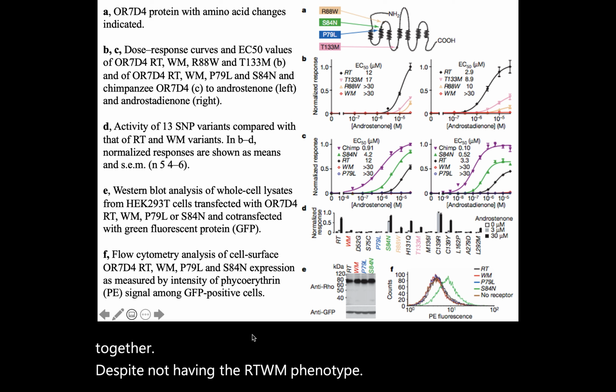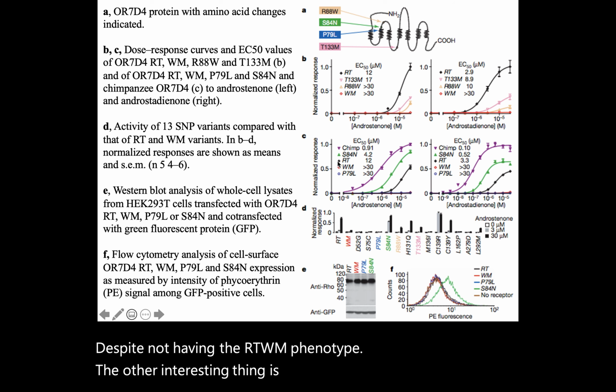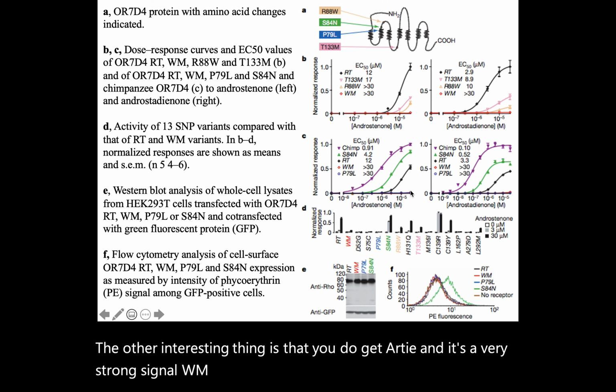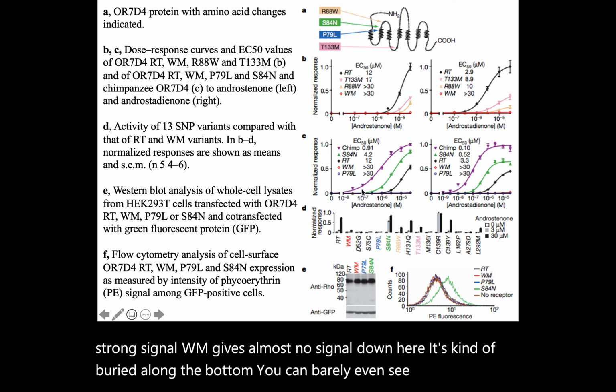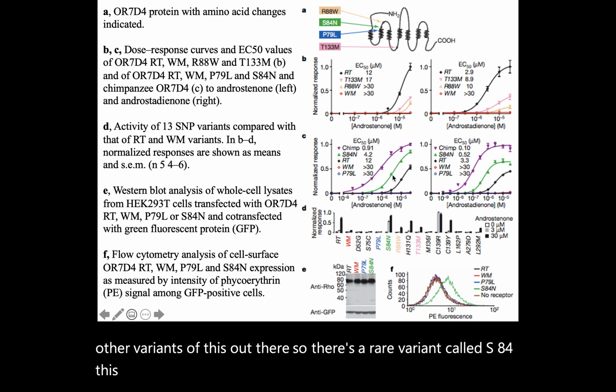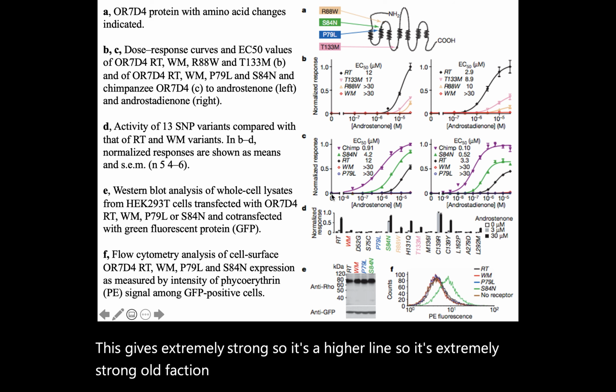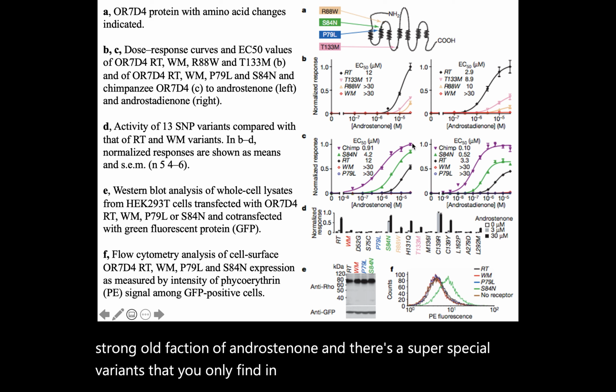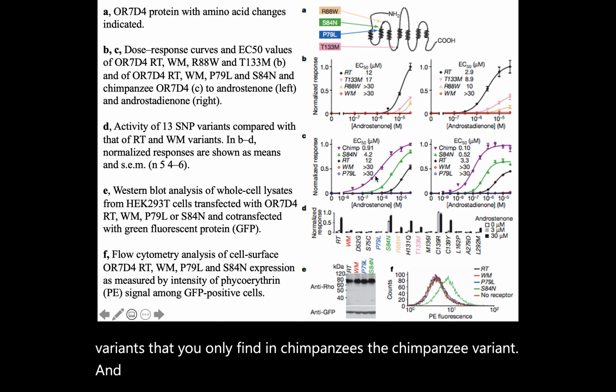The other interesting thing is that you do get RT, and it's a very strong signal. WM gives almost no signal down here. It's kind of buried along the bottom. You can barely even see it. There are other variants of this out there. So there's a rare variant called S84. This gives extremely strong olfaction of androstenone. And there's a super special variant that you only find in chimpanzees, the chimpanzee variant. And this one is extremely, extremely strong.